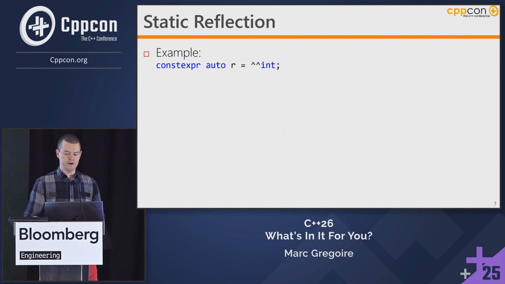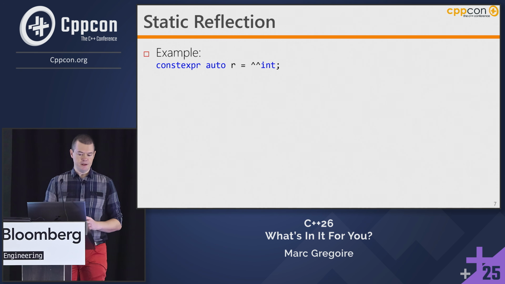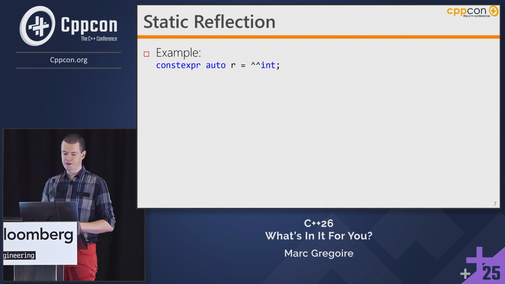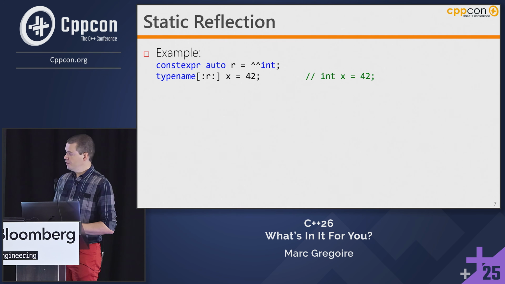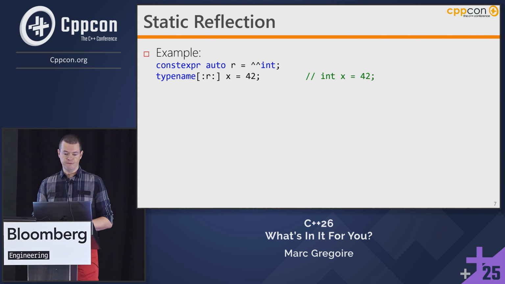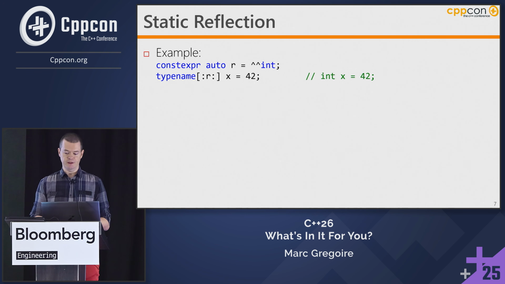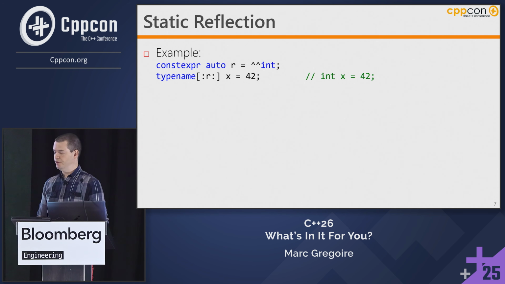Let's first look at a rather contrived example, just to show you the syntax. In this first line, we are using the reflection operator to get information from type int, and we store that as a reflection value in R. Then we can use a splicer to define x, and the type of x will be the same type as the type that is stored in the reflection value R. In this case, x will be of type int.